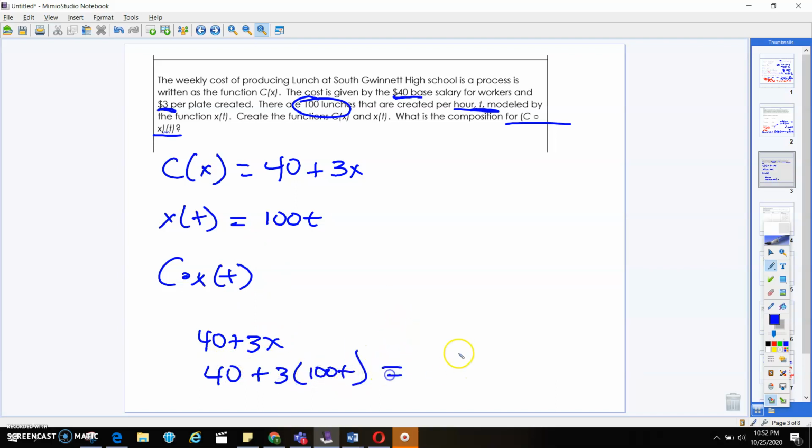Then we're going to simplify. And voila. Okay. And this, honestly, this is how most of your word problems are going to be.